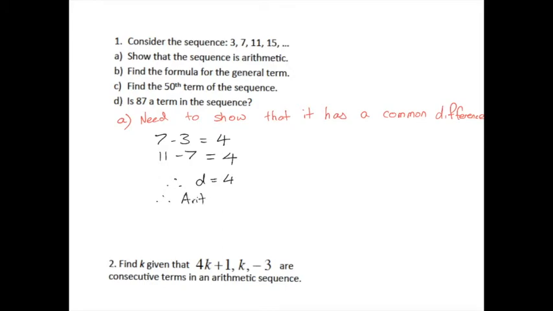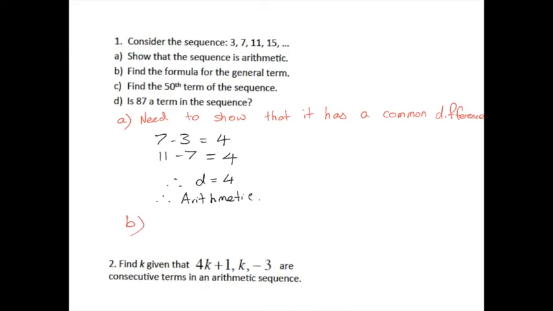That's the kind of setting out I want. Do you understand the logic? I've shown that there's a common difference. So I state d is 4, then I state it's arithmetic. Is everyone okay? Beautiful.